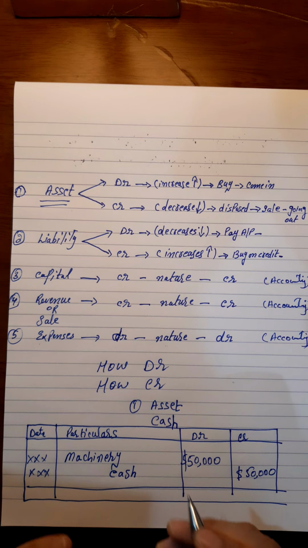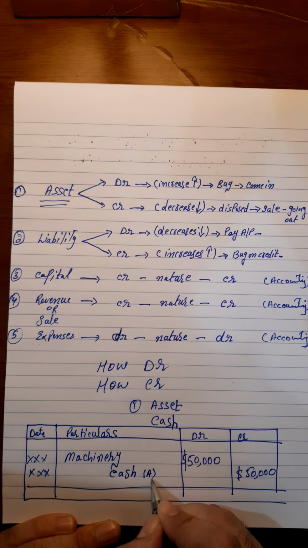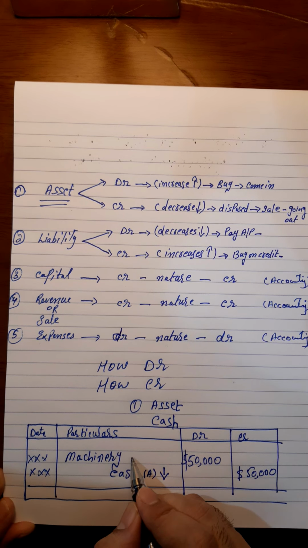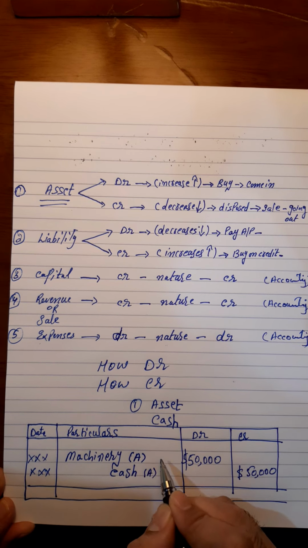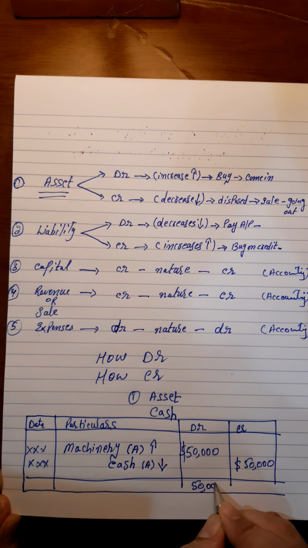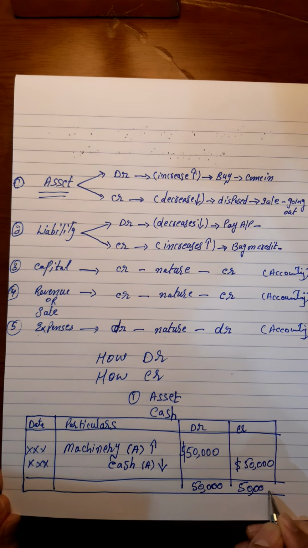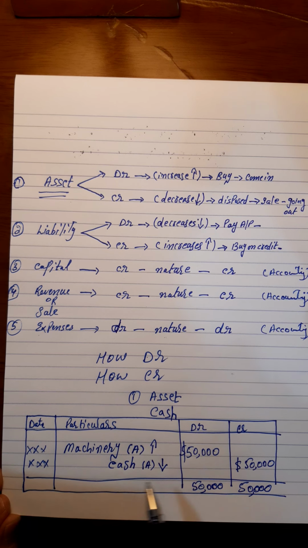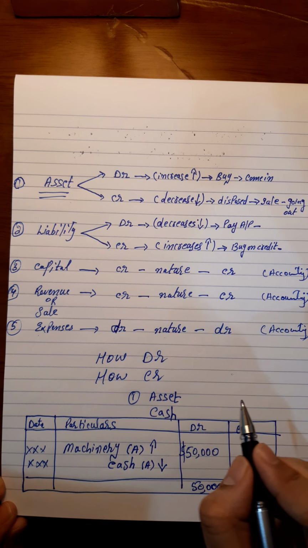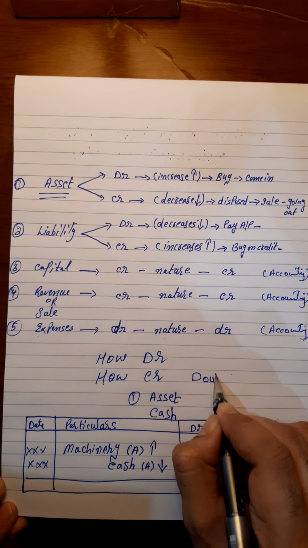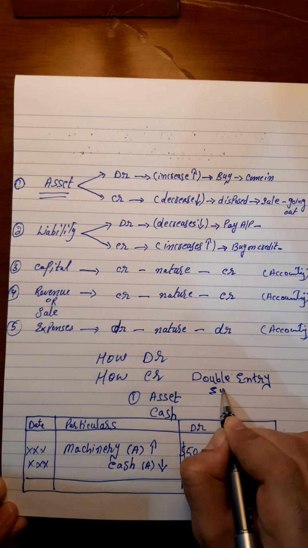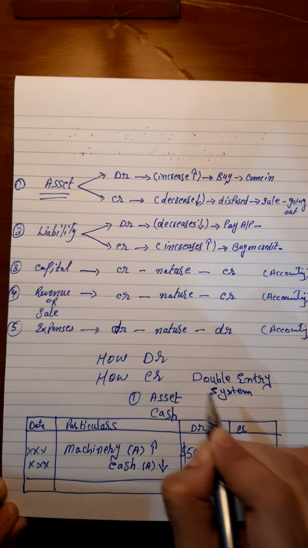Why cash credit? Because cash is an asset and here the asset decreases. Why machinery debit? Because machinery is an asset and here machinery increases. Both sides 50,000, both sides equal. One side we do debit, the other side we do credit. This is called the double entry system.